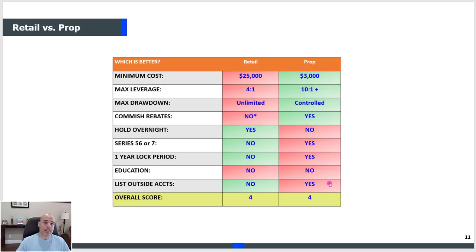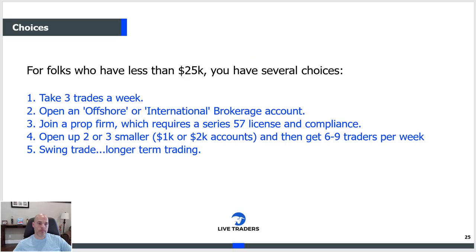So there are some negatives to this. You have to study and get a license, okay? So you can see here the overall score at the bottom is 4-4. They have positives and negatives. Now it's much easier to open up a retail account, but there's a lot more restrictions with regard to how much money you need. So if you have less than $25,000, what do you do? That's the question I hear you all screaming about, okay? Well, let's talk about it.